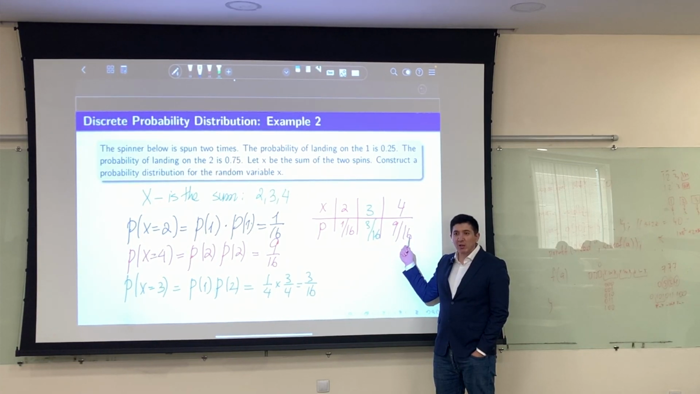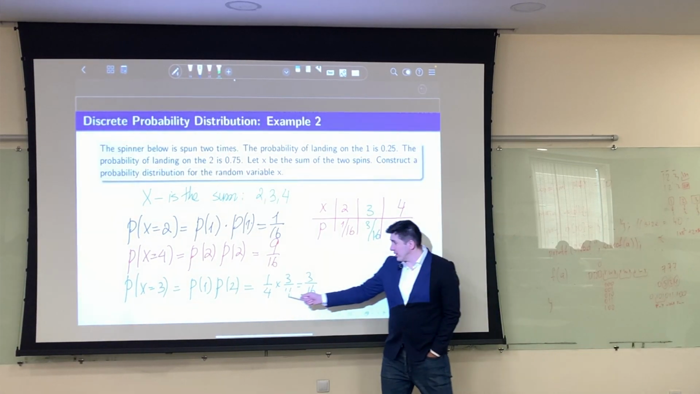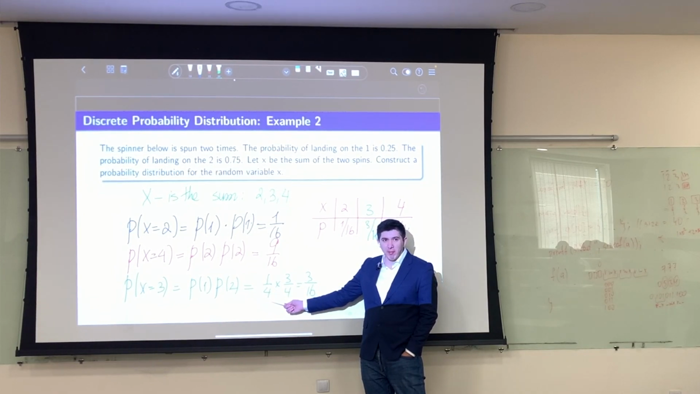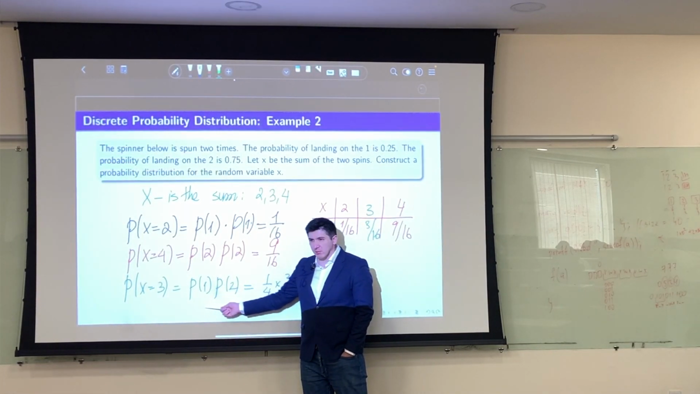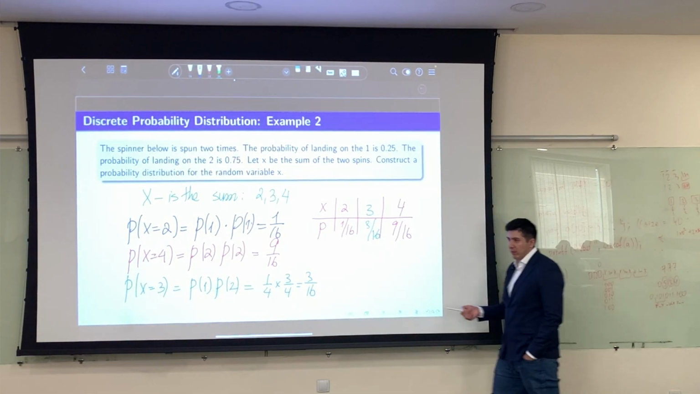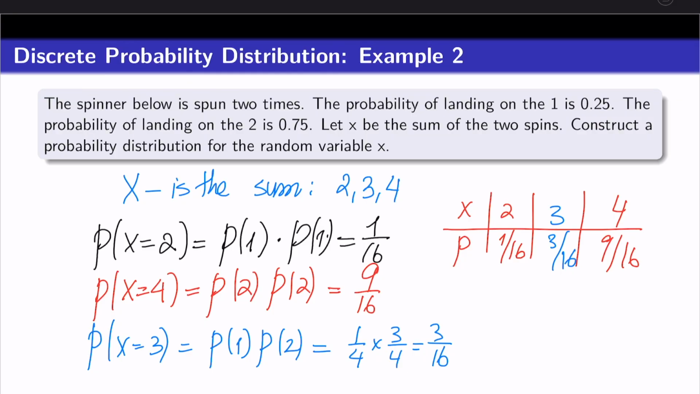Okay, so why is this wrong? Because we didn't count this probability correctly, right? Because this is not only the one case when we obtain the 3, but there is another scenario when we obtain the 3, right? So this is wrong here, so you're right. There is another situation when we're going to get the P of 2 and 1, okay? So in this case, it is also going to be 3 over 16, so I'm just going to multiply this by 2. It is going to be 6 over 16.